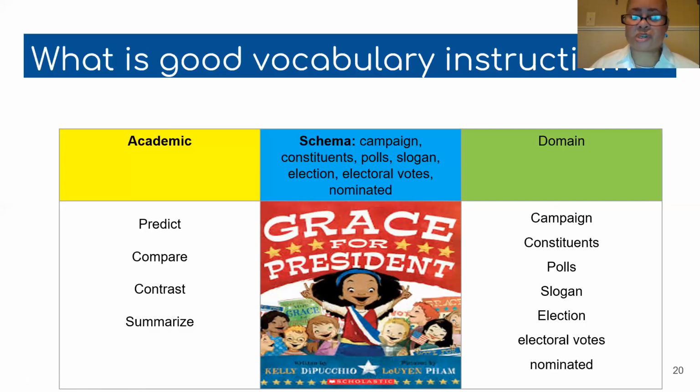However, if we were to use campaign, constituents, polls, slogan, election, electoral votes, and nominating in terms of teaching social studies and the domain of presidency and voting, these would be domain-specific vocabulary. Do you see the difference in usage? Stop the video for a moment and discuss with each other how you see how these same words are being utilized in two different ways.